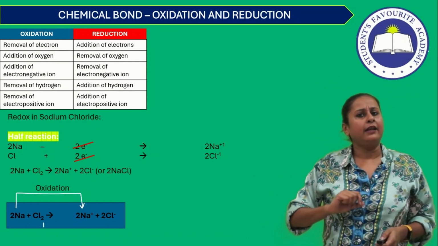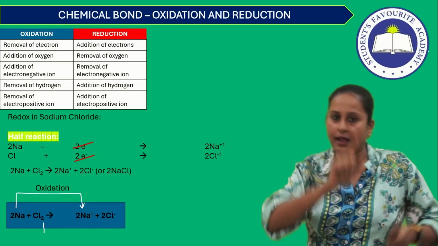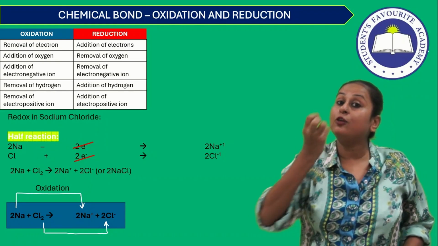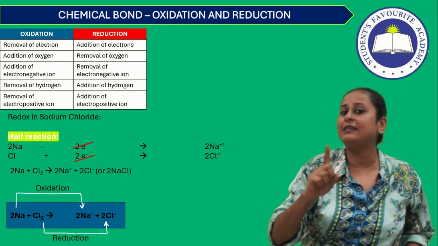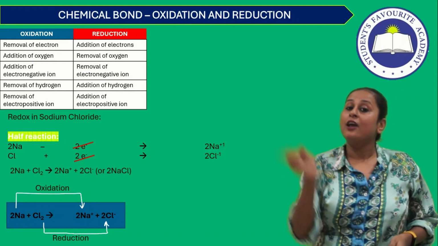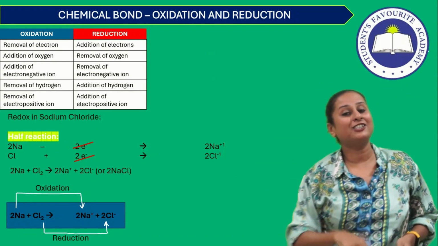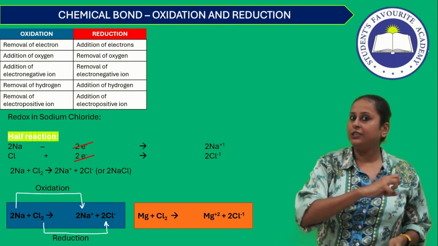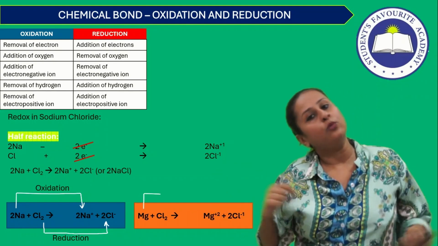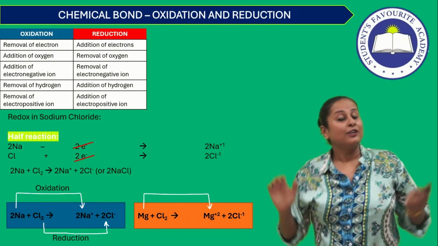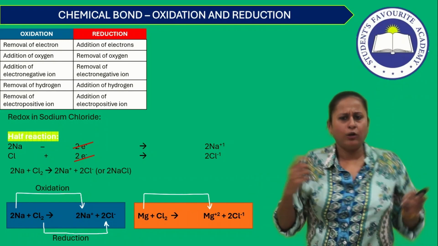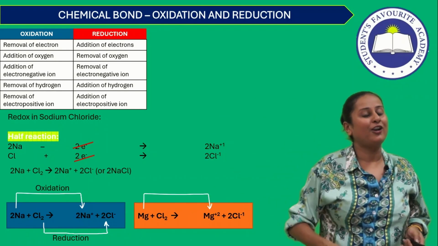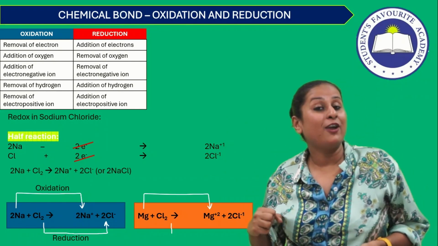Same if we look at chlorine. Chlorine got added with sodium. After the reaction took place, chlorine became sodium chloride. So it is the addition of an electropositive ion. What does that mean? That means it has undergone reduction. So can you see? Sodium has undergone oxidation, chlorine has undergone reduction. So it's a redox reaction. Coming to the next example, Mg plus Cl2 gives me MgCl2. Now Mg to MgCl2, what happened here? Mg got added with chloride, which is an electronegative ion, and getting an addition of an electronegative ion is called oxidation.